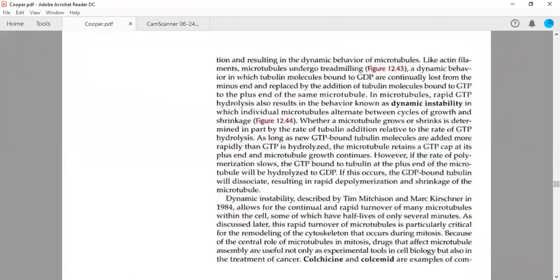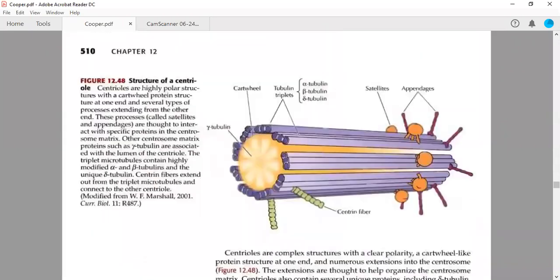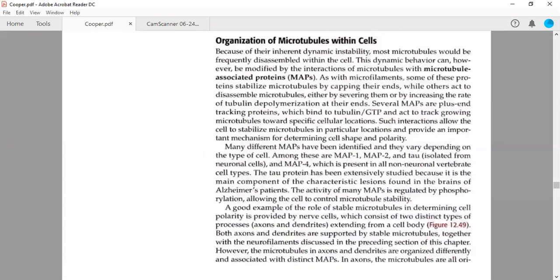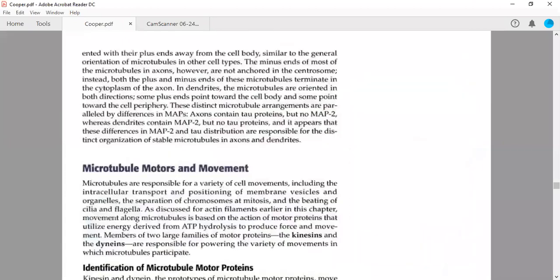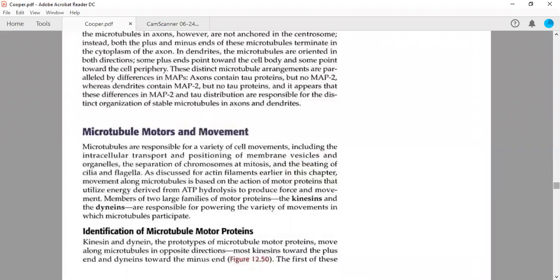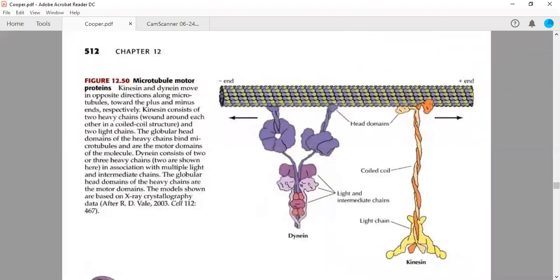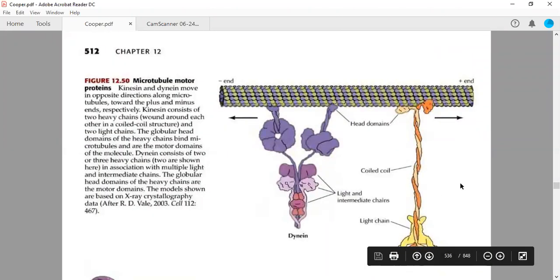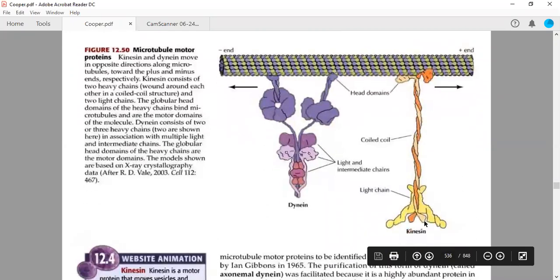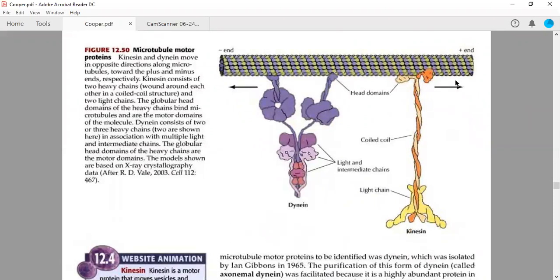So here it is showing the kinesin activity. So this is kinesin proteins actually. If you look here, this is kinesin. Kinesin is the motor protein which will move the cargo, that is vesicles or organelles in the cell, towards the positive pole of these microtubules. So these are microtubule motor proteins.